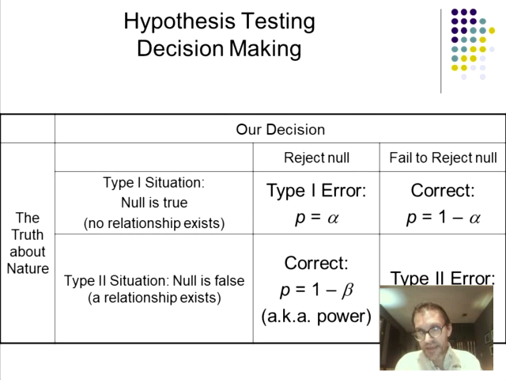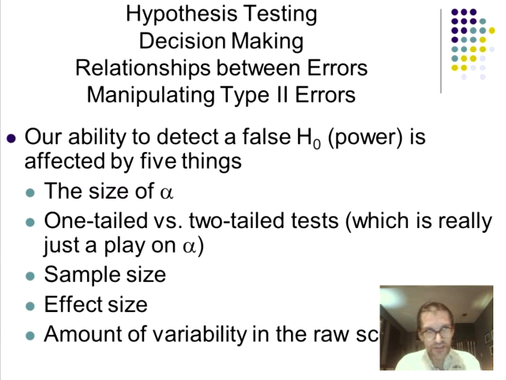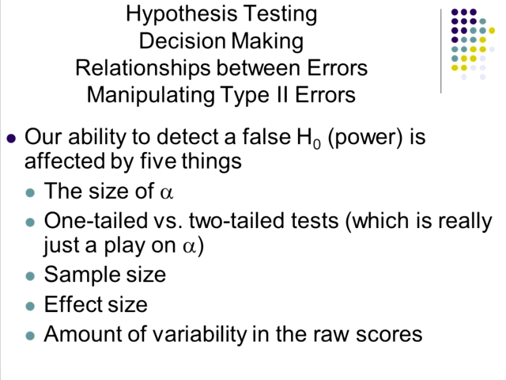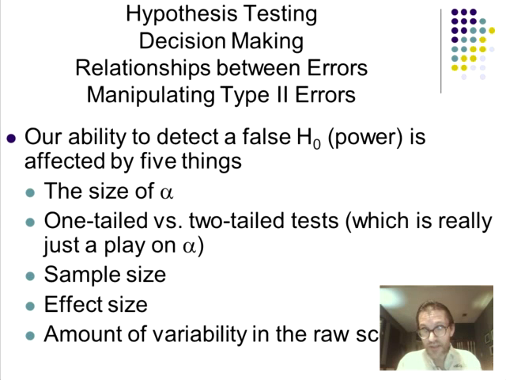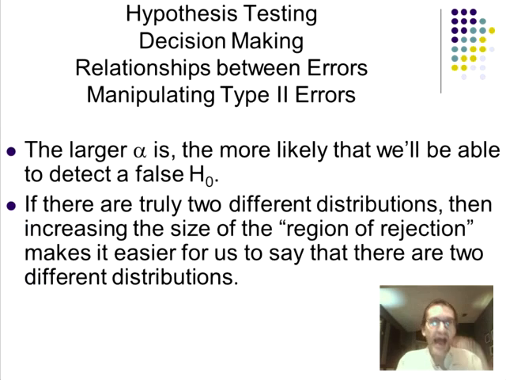So to manipulate power, here's what we do, okay? Power is affected by these 5 things. The size of alpha, okay? Whether or not we choose one-tailed or two-tailed tests, and again, this is just a play on alpha, and I'll kind of describe that. The sample size we use, the effect size we have, and the amount of variability in the raw scores, okay? So I'll explain this kind of briefly. The larger the alpha, the more likely we'll be able to detect a false null.